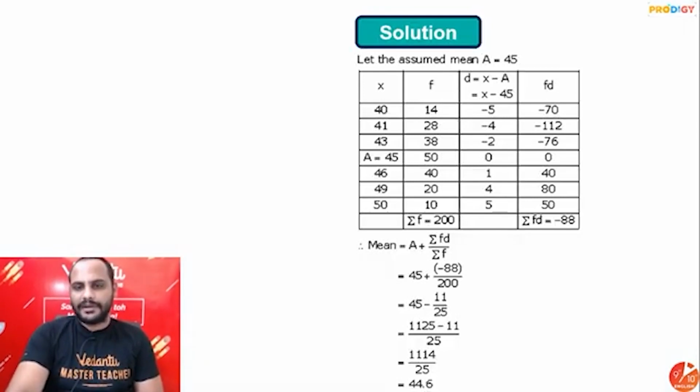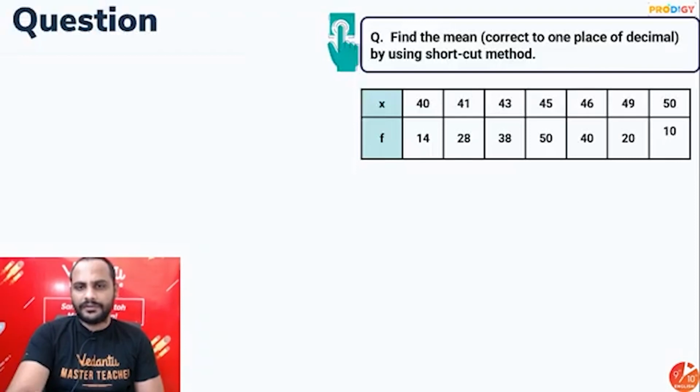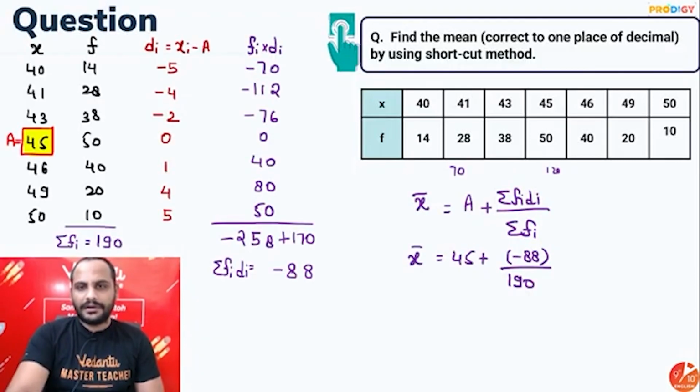Okay, so 45 minus 88 by 200. Is it 200 becoming? Let me check.